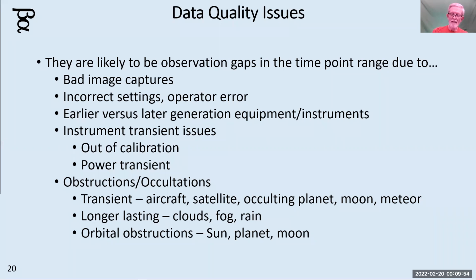Well, an aircraft could go by, a satellite could go by, a planet can go by in case of looking for something deep sky. You could have a meteor shower. It could be a bright moon night, not good imaging.